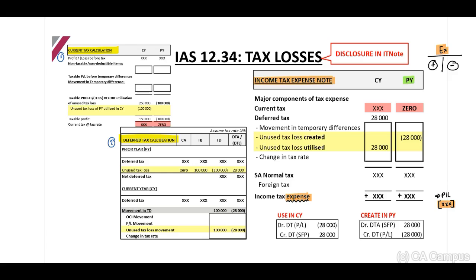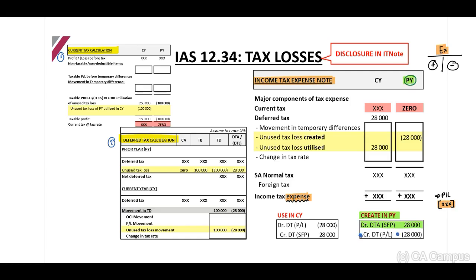Okay, let's have a look at our prior year. In our prior year, we create the deferred tax asset. Therefore, if you look at the bottom, our journal, we debit our deferred tax asset. We create, increase on the debit side, and we credit our deferred tax in our profit and loss.